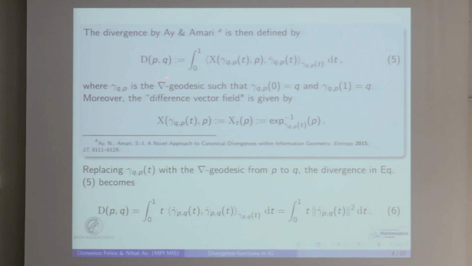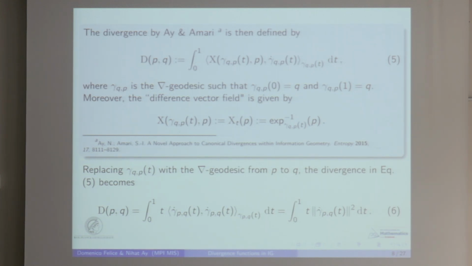We can call this divergence a canonical one because it satisfies all those requirements that I mentioned before. A nice expression of this canonical divergence is given in this way, where you change the nabla geodesic. Instead of going from Q to P, you go from P to Q. Then you get this nice expression that is really useful in applications.